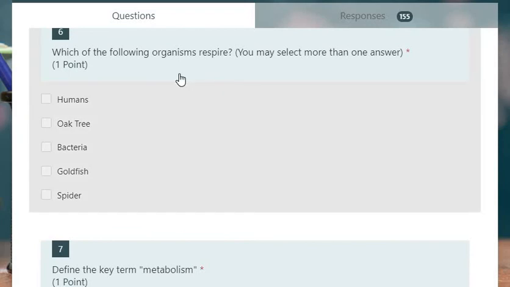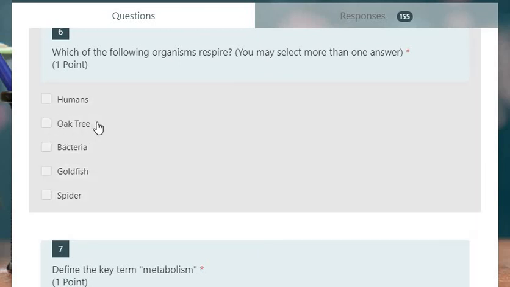Number 6, which of the following organisms respire? It's another trick question. All of these are living organisms. All living organisms respire, so you had to click every single box. Some people missed off bacteria. Sometimes we don't think about bacteria as being a living thing, we think about them being different, but they are living, they still carry out the life processes like reproduction and things, and respiration.